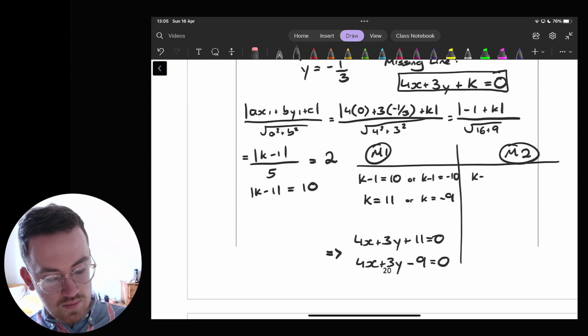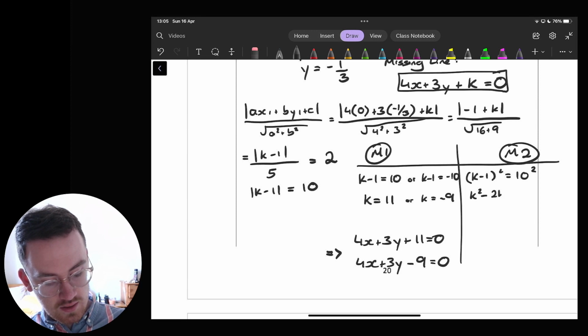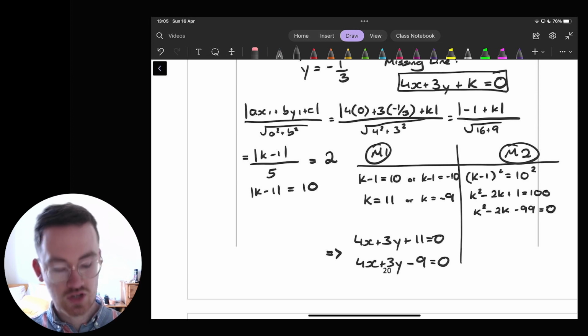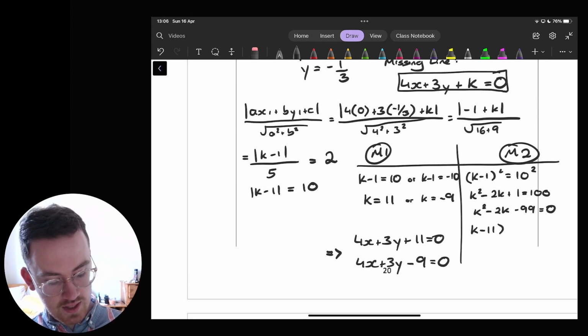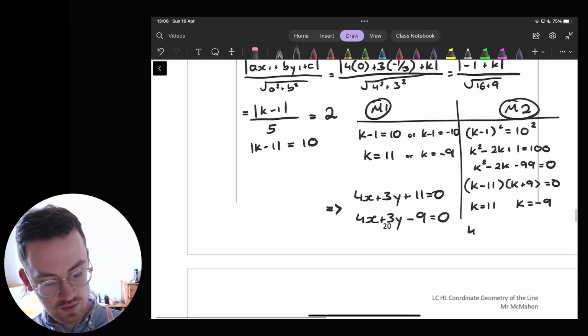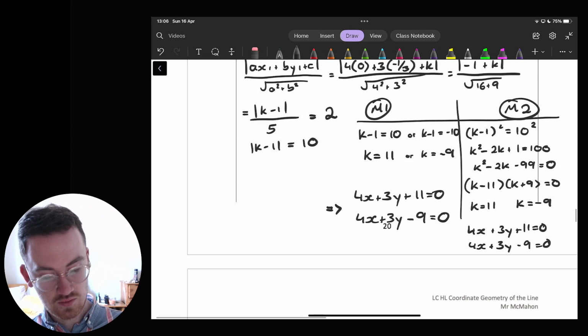The other way that we could do it would be squaring both sides, which is going to give us, of course, a quadratic. So we get a nice quadratic here. And again, we get the same idea. So k minus 11, k plus 9. We get that k is equal to 11, k is equal to minus 9, and I end up with the same two lines, as we should. They're two different methods, but they should be the same answer. They're just two different ways of doing the question.